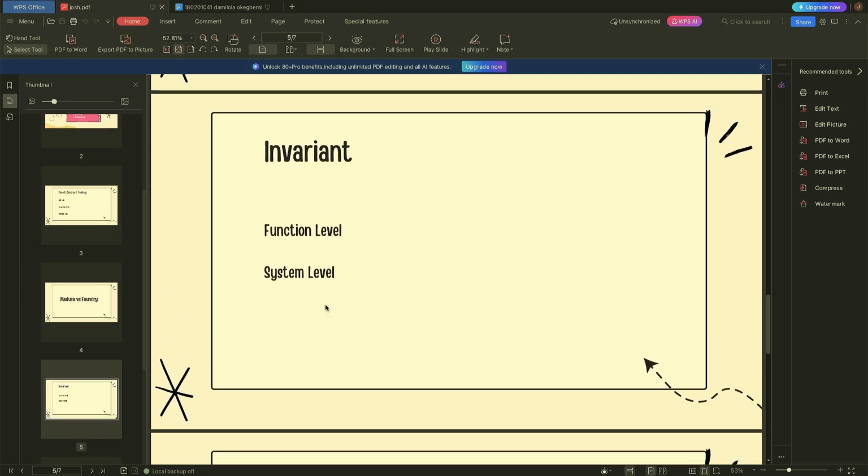So when it comes to invariants in smart contracts, we have two types of invariants. We have the function level and we have the system level. Like I said, we're going to check this in the code base. The function level invariants are just like unit tests. They have to do with a particular function. But the difference between a function level invariant and a unit test is that you have the opportunity to actually play around with a large range of values.